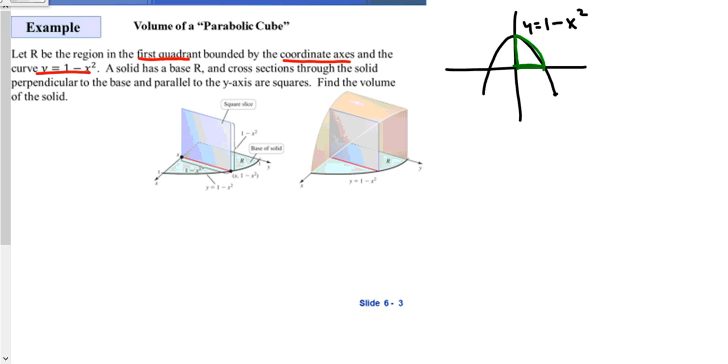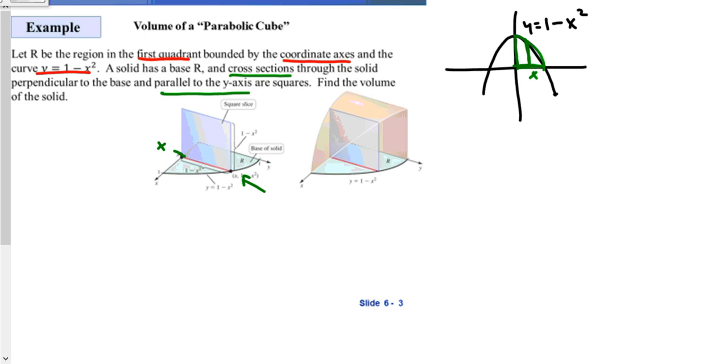Okay, it says the solid will have a base that's in R, and the cross section through the solid perpendicular to the base. So if you sliced it from above straight down to the xy plane, parallel to the y-axis, which means slice it along here, they're saying that that cross section of the solid will be a square. So you can see in this picture here what's happening. So coming straight down, you've got this square, and this is for a given x, which is what I have drawn over here. That's a specific x.